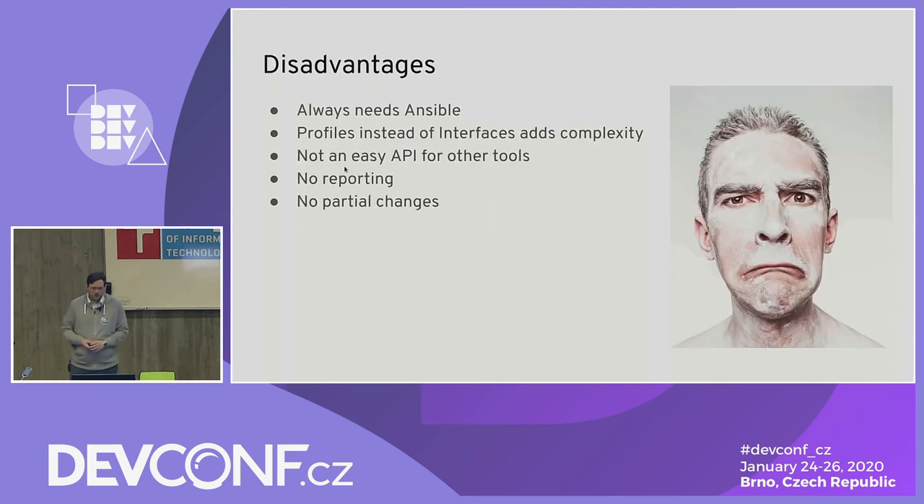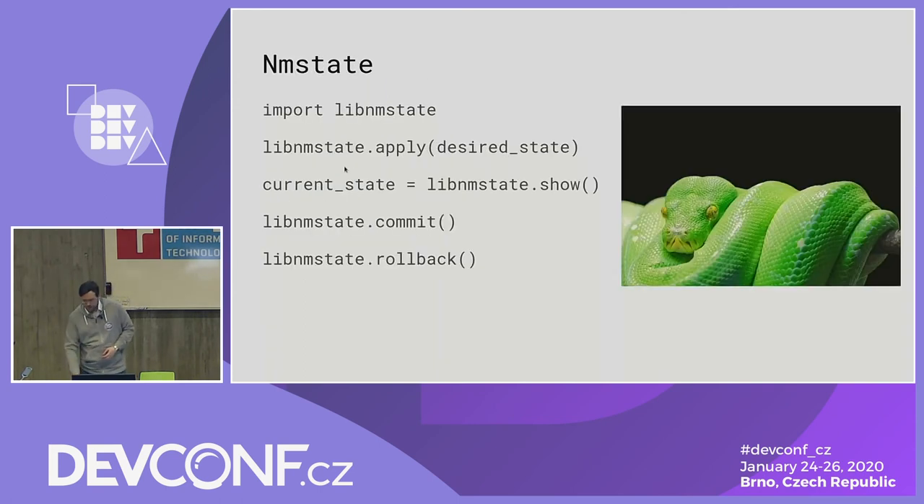There are some disadvantages still to this. You always need Ansible. So if you just want to configure your local system, using Ansible for this might be a little bit of overkill. And it's still based on profiles. So you do not necessarily configure the interfaces, but you configure profiles for the interfaces, which has advantages, but also adds complexity. And Ansible is not directly an API to use by other tools. You don't have reporting, maybe yet, so we might change this. And currently, you cannot do partial changes. And a solution for this is another project I'm working on, which is called Nmstate.